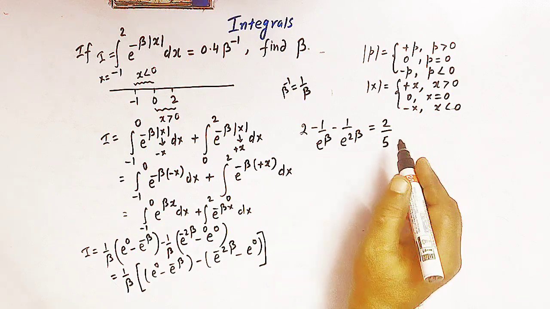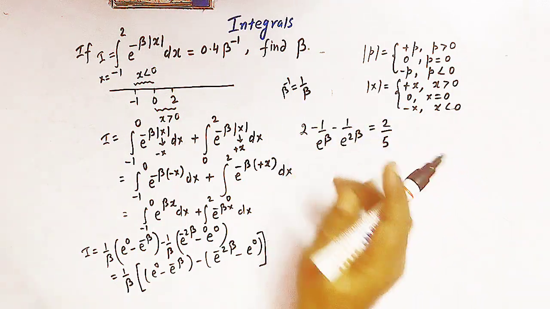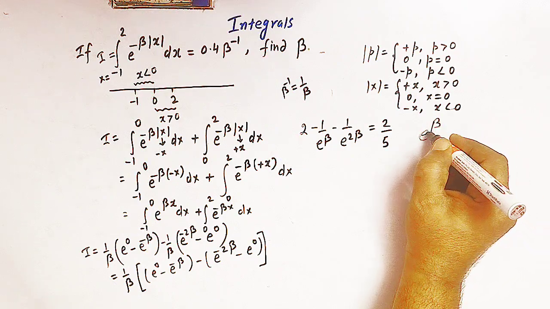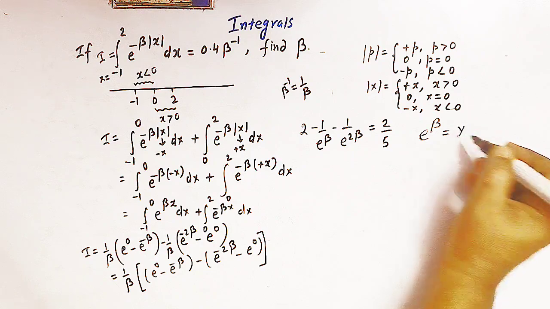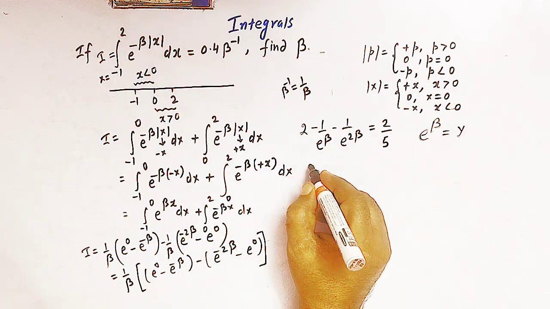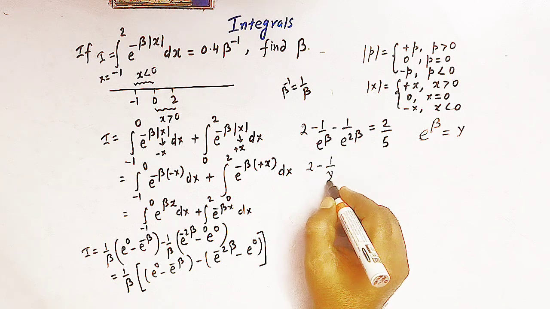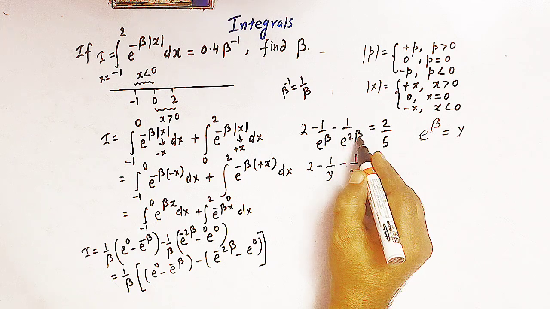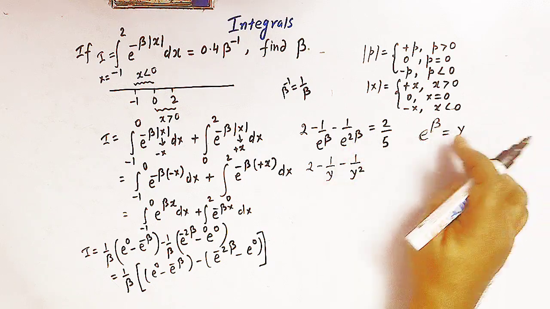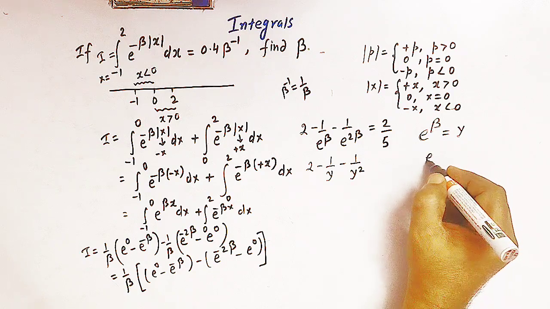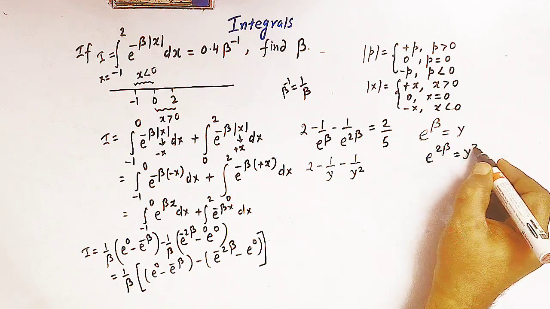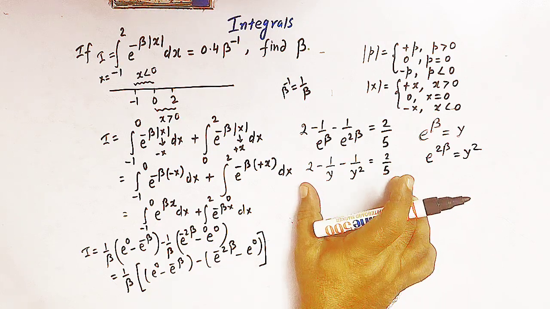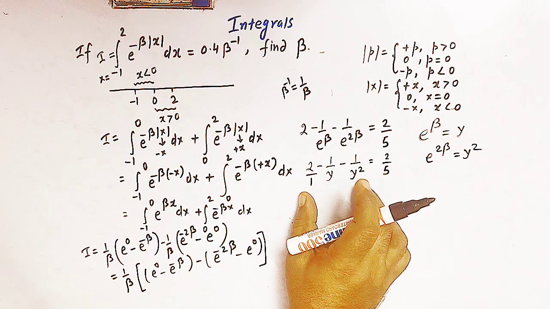So now let us solve this equation in beta by using this substitution, that is e raised to beta is equal to say y, right? So this expression is now 2 minus 1 over y, and here we have 1 over y square, because here we have e raised to 2 beta, and if we take the square of both sides, then e raised to 2 beta is equal to y square, and here we have 2 over 5. So let us simplify it by taking the LCM.